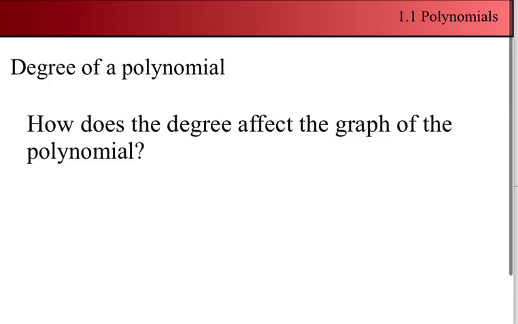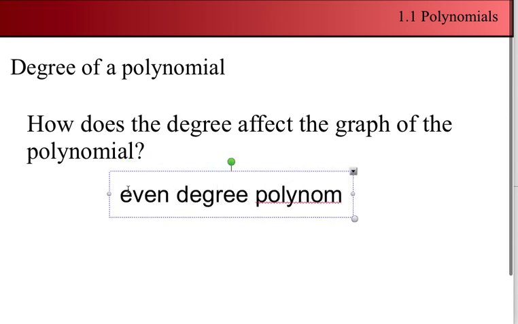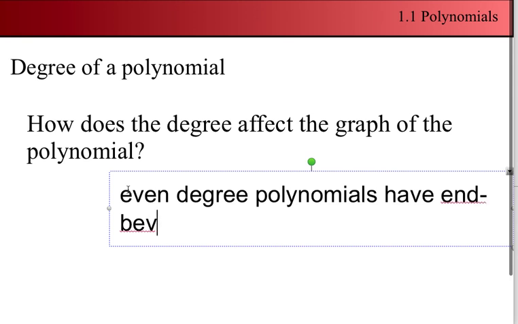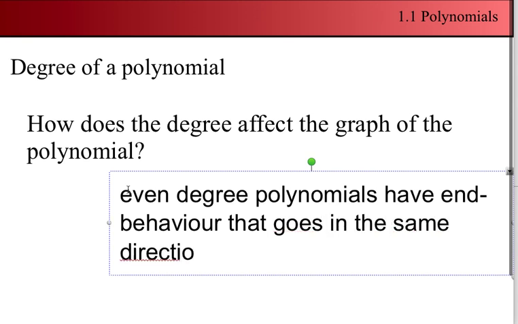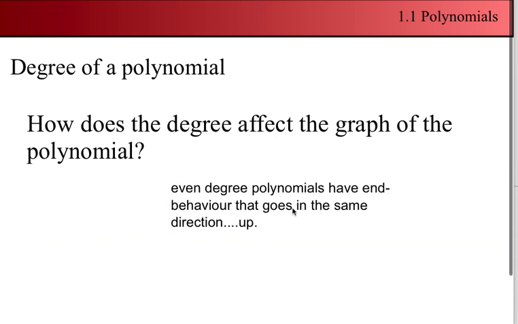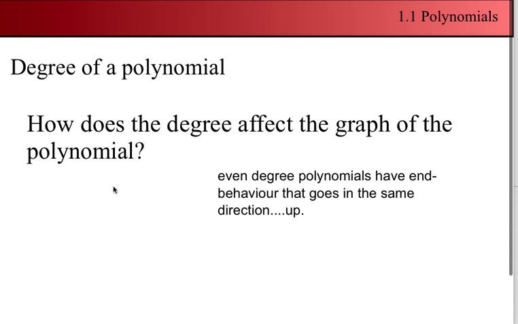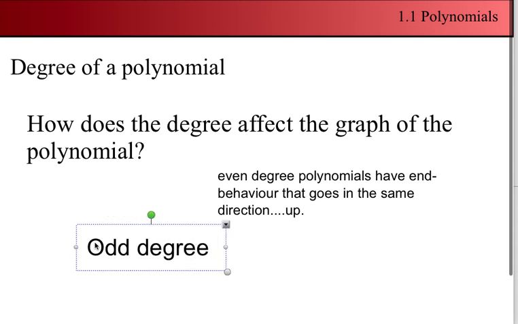Okay, so let's just generalize it with a note. So we say, how does the degree affect the graph of the polynomial? We could say even degreed polynomials have end behavior that goes in the same direction, up. We could say odd degree polynomials have opposite end behavior.